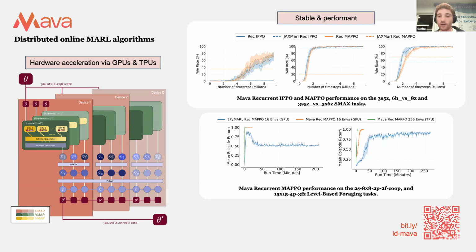And then the bottom graph is an interesting one. We're less concerned with the performance here, but more with the speed. The green and the orange line are Marva running on the JAX version of LBF, level-based foraging, one of the ones I showed earlier. And then the blue line is a non-JAX-based framework running on the original non-JAX version of this environment. As you can see, Marva is basically a straight line here, just because it's a whole lot faster. The x-axis is time in this case. Cool.